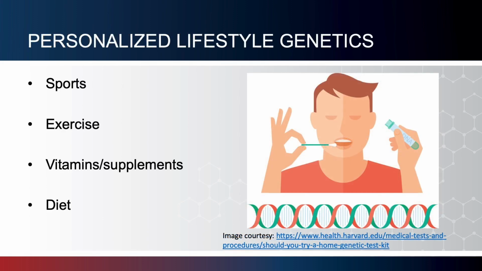Then there are genetic tests that can help you tailor your lifestyle to fit your DNA. So there are companies that will do genetic testing and tell you which types of sports you are likely to do well at or likely to not do very well at. Things like distance running versus sprinting or soccer versus American football. There's companies that will do genetic testing to help you tailor your exercise routine. Should you be doing more things like sprinting or distance running, heavy weightlifting, low impact exercises, things like that.